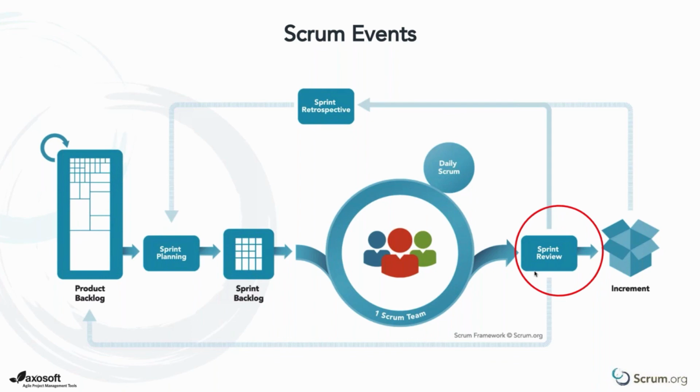But it's an opportunity for everybody to get together, Scrum Master, the product owner, the development team, as well as stakeholders, to review that increment and inspect and adapt based on that increment. Understand what we've delivered, understand things that may have gotten in the way, and so on. And that's sprint review.